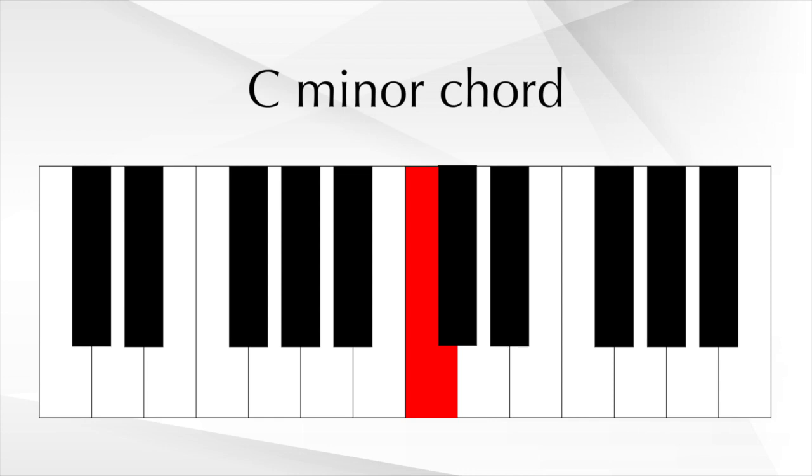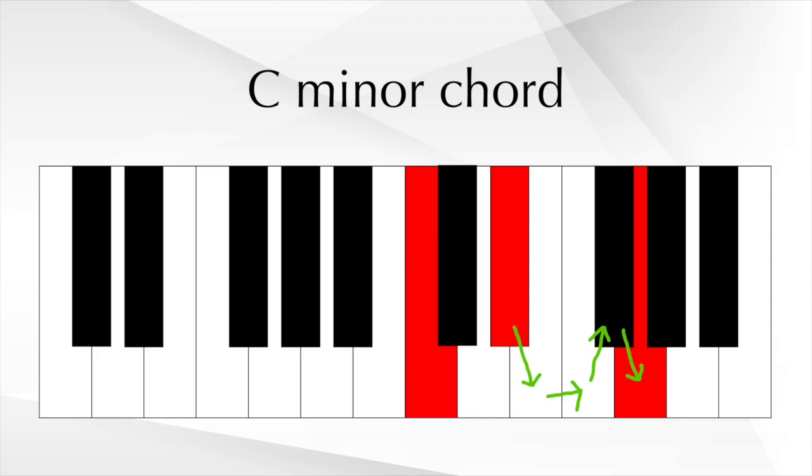Let's take a look at another example, the C minor chord, whose first note is a C. As this is a minor chord, the second note is 3 semitones higher than the first note, and hence we land at E flat. The third note is in turn 4 semitones higher than the second note, and after moving up 4 semitones from E flat, we land on G. As such, the C minor chord consists of C, E flat, and G.